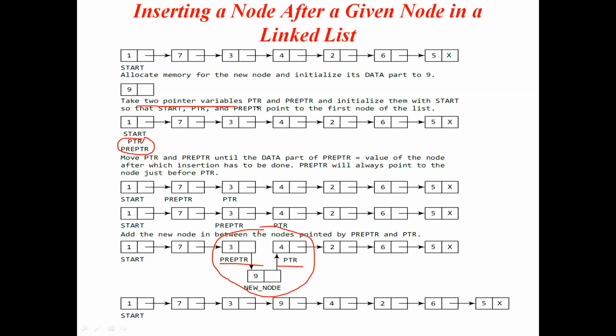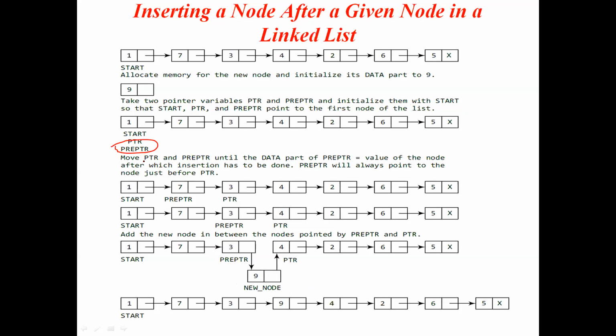Take 2 pointers, the same thing, pointer and pre-pointer, and initialize them with start. When you're declaring the pointer and the pre-pointer variables, keep in mind they are of node structured data type. Pointer and pre-pointer are pointer variables of struct node. They can store the address of another node. That's all. It's not a node. It stores the address.